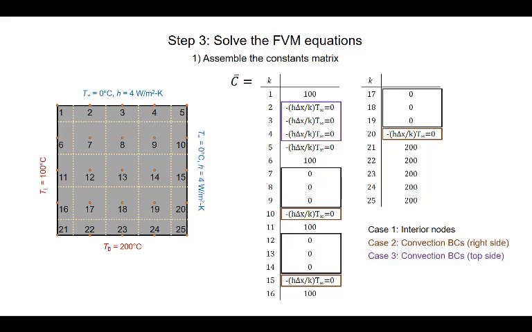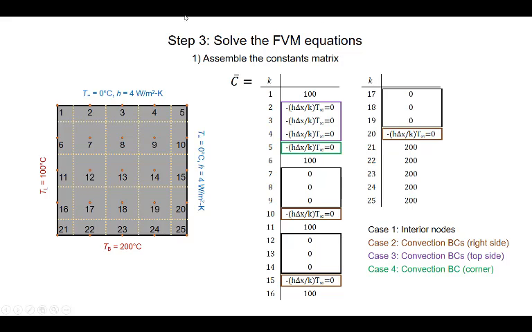Case 3 were convection boundary conditions on the top side. This corresponds to nodes 2, 3, and 4. Because we have chosen to order our nodes increasing in x first and then increasing in y, these three nodal constants show up next to each other rather than spaced out in the constants vector.